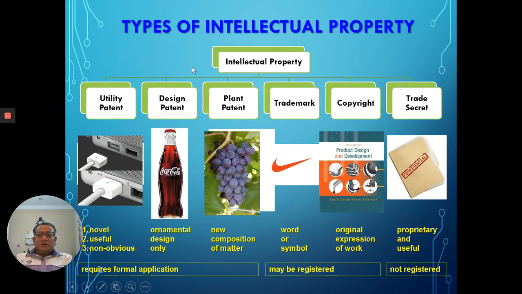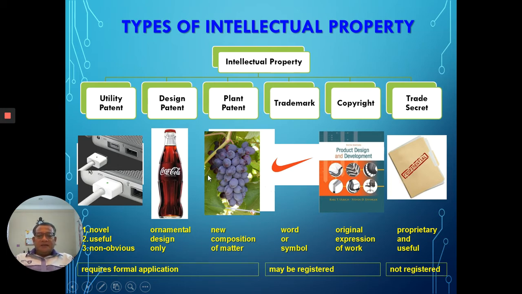The other type of intellectual property is the design patent. A design patent could be explained like the shape of the Coca-Cola glass bottle. This shape, which is slightly slender on the bottom and slightly bigger on the top and slightly bigger on the base, is actually a patented design by Coca-Cola. So the design is very significant to Coca-Cola in the form of an ornamental design category.